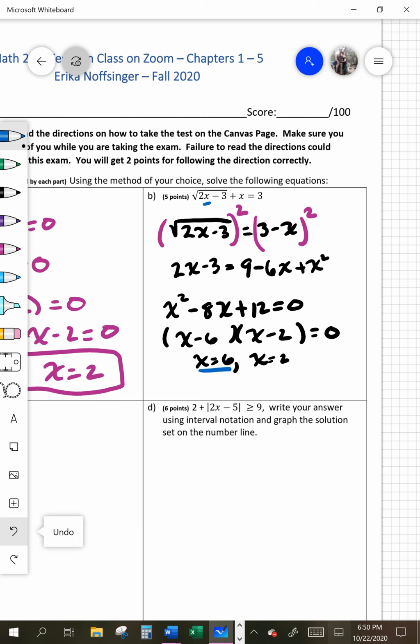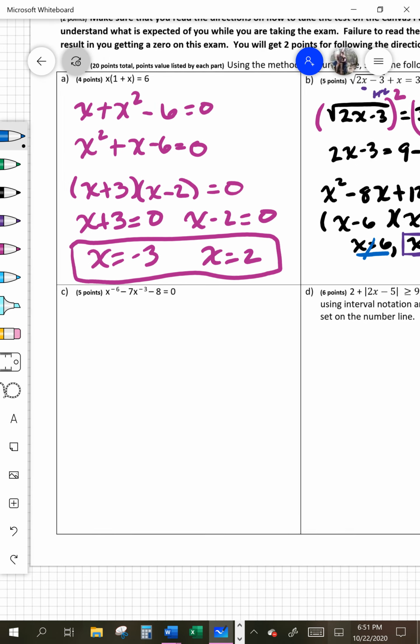and plug in x equals 2. So going back into the original equation and plugging in 2 wherever we see an x, we have 2 times 2 underneath the radical, which is 4. 4 minus 3 underneath this radical is 1. Square root of 1 is 1. Plus, plugging in 2 here for x, so 1 plus 2, which is 3, is that equal to 3, which it is. So our solution is x equals 2. x cannot be 6 because when we plugged it back in, it didn't work.